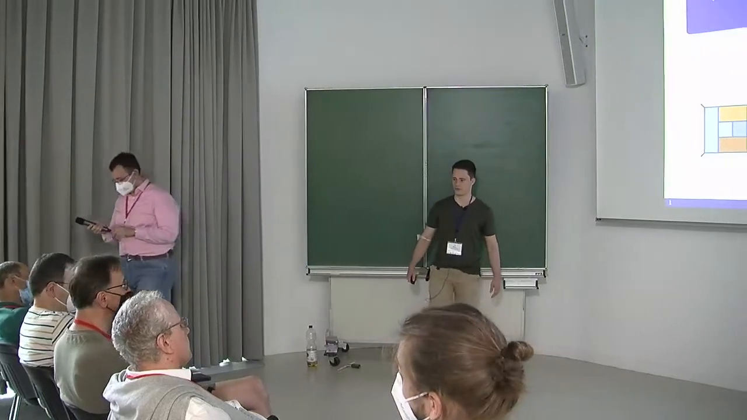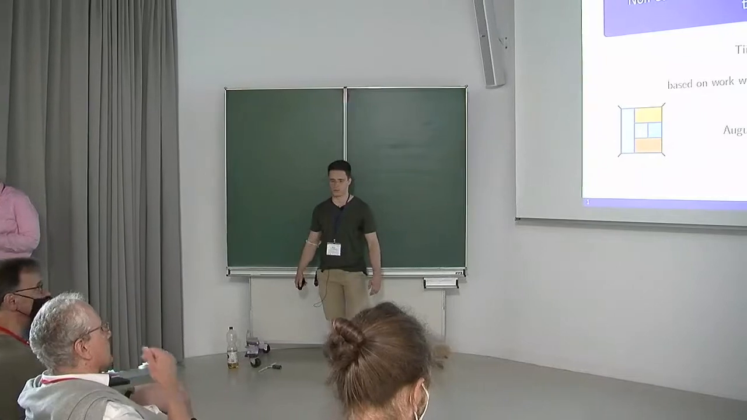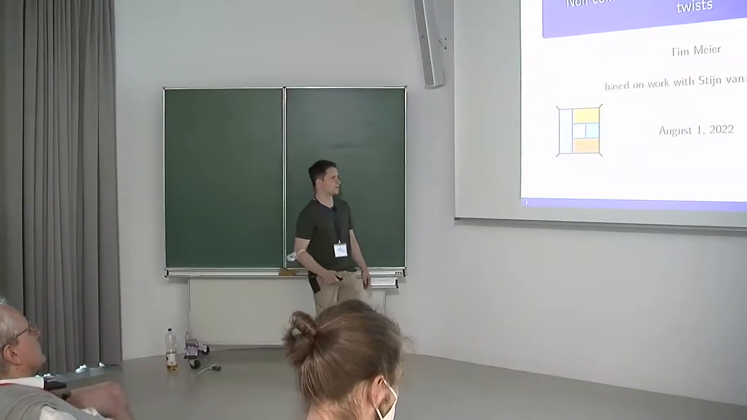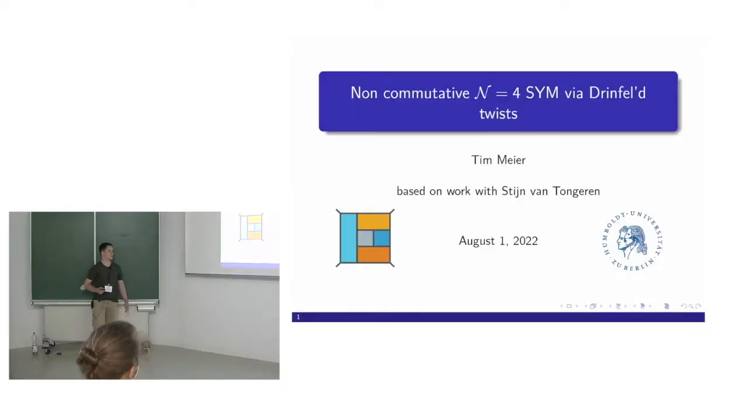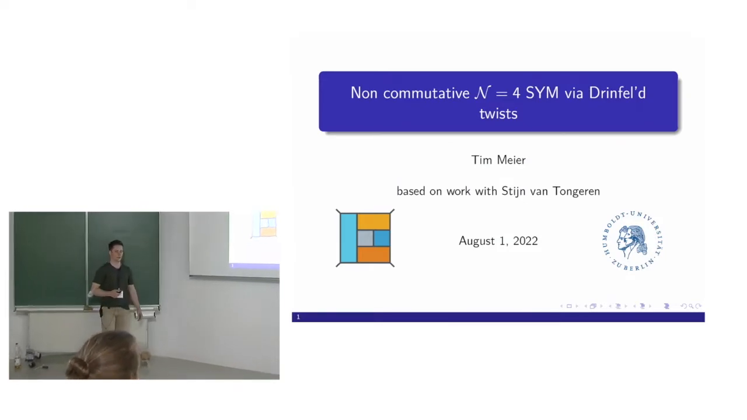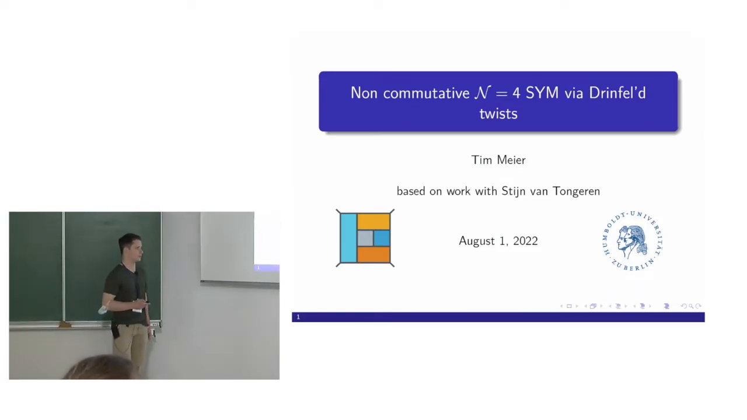So, first of all, let me thank the organizers for giving me the chance to speak here. I will present this work about Drinfel'd twisting the N=4 super-Yang-Mills in a non-commutative way. This is based on work together with my PhD advisor, Stijn van Tongeren.